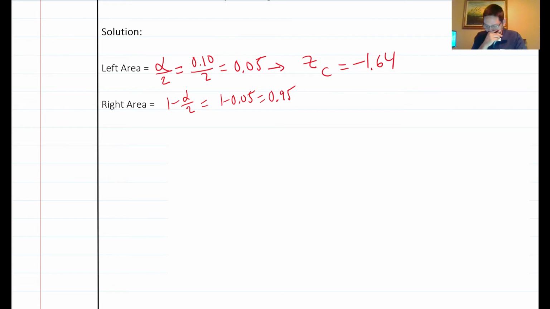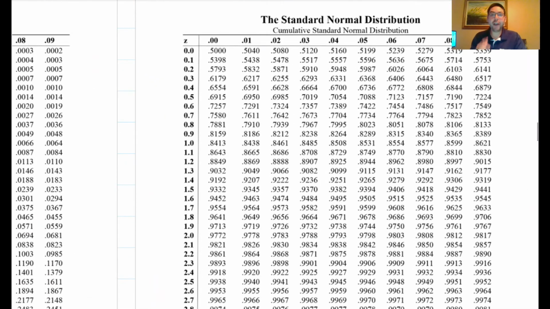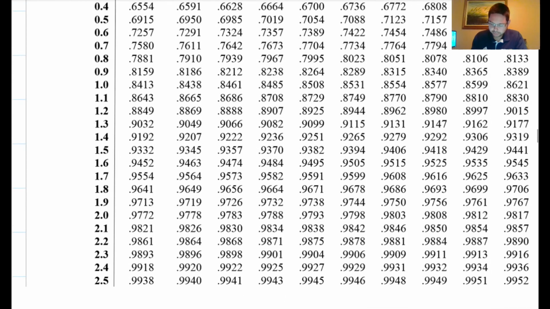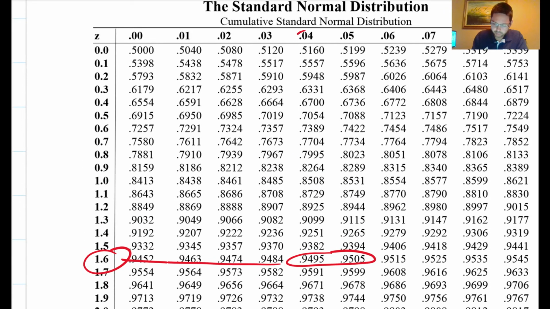And then our right area, which is when it's 0.95. And again, you're going to find that it's the positive version of what we just found, but I still want to show you so that you can see. Again, it's between 0.9495 and 0.9505, which is between 1.64 and 1.65. So positive. Therefore, if you find the left area and you get a negative value, just make it positive and that'll be your other critical value. Very simple. That's one quick way of doing it, just to save you some time.